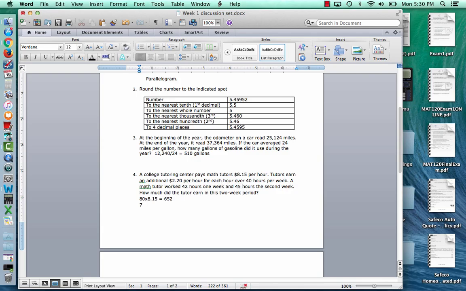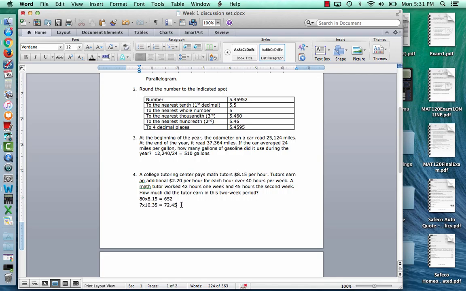Okay, then the first week they worked 2 hours overtime, and in the second week they worked 5 hours overtime, so they worked a total of 7 hours overtime, and they make $2.20 per hour over the original pay. So $2.20 plus $8.15 is $10.35. So I'm going to take those 7 overtime hours and multiply them by the rate of pay. So times 7, and for the overtime, they got $72.45. They worked 7 hours of overtime, and I added the 2.20 to 8.15 to get the pay rate there.